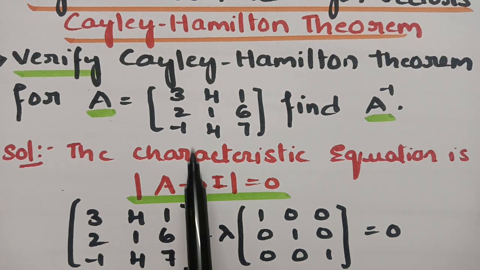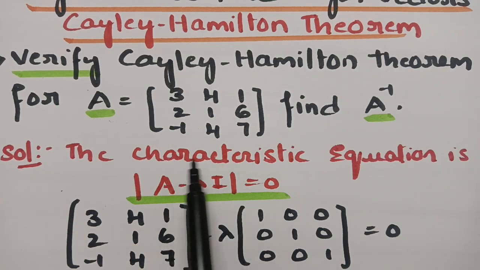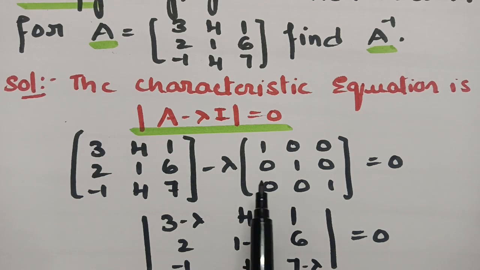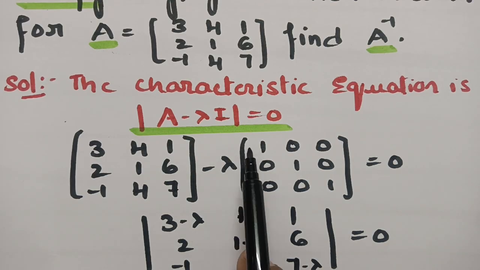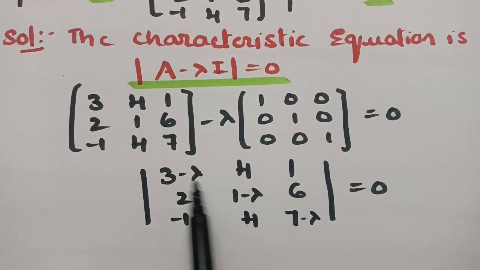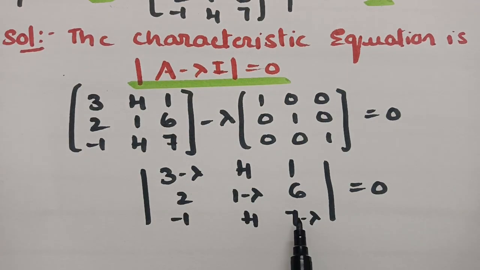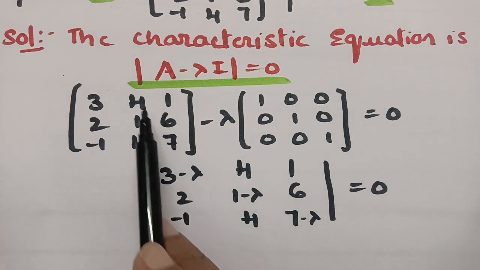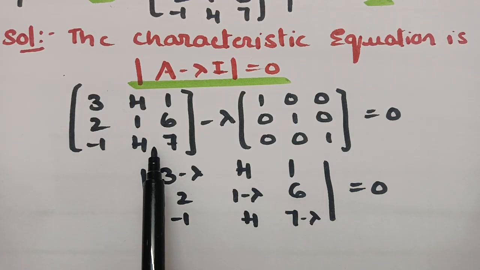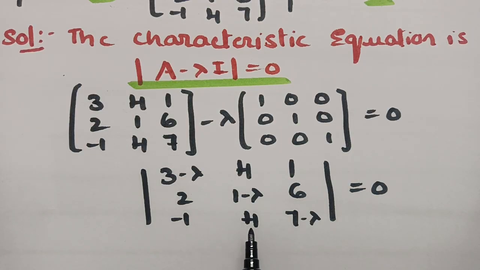A is nothing but the given matrix [3, 4, 1; 2, 1, 6; -1, 4, 7], minus lambda times I. I means the identity matrix. Now I am going to multiply the whole matrix with lambda and subtract from this. So I have subtracted lambda from the diagonal elements and the remaining are the same. 4, 1, 6 is same as 4, 1, 6 here. And 2, -1, 4 is same as 2, -1 and 4.